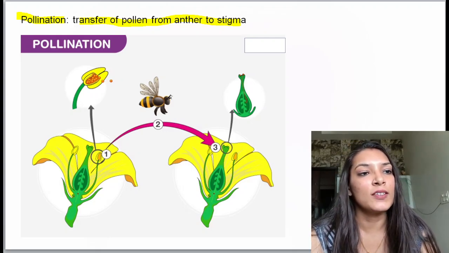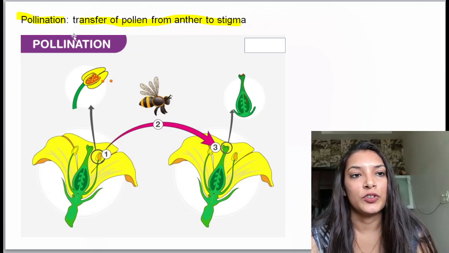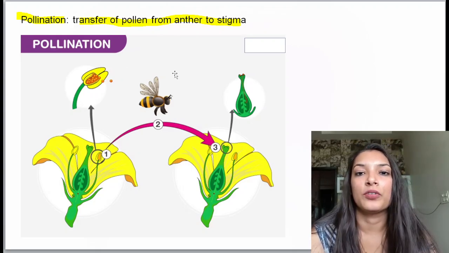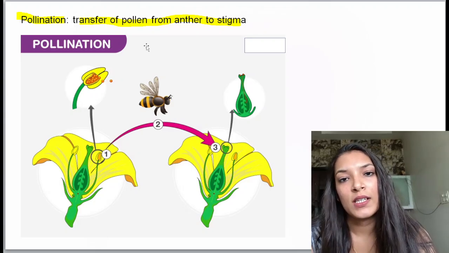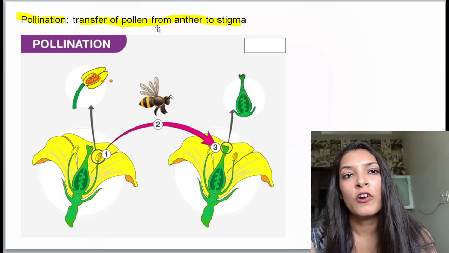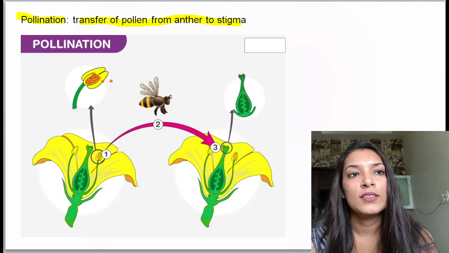Now we'll discuss it further in this particular lecture. So let us study pollination. What do you understand by the term pollination? Pollination is basically a process which involves transfer of pollen from anther to the stigma.